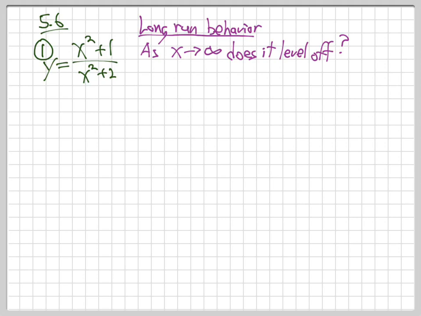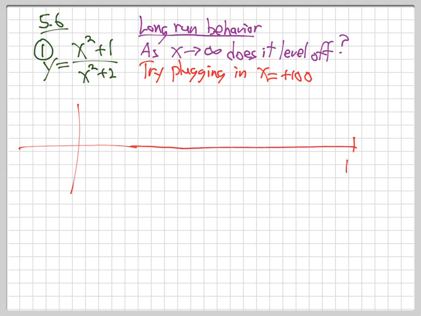Well, what you could do is try plugging in x equals positive 100, right? Because that's way off to the right. If we're wondering what it does, we have to go way over here and find out what it's doing on the x-axis at positive 100. Here's 0. Go way over to the right and just find out what the function's doing.